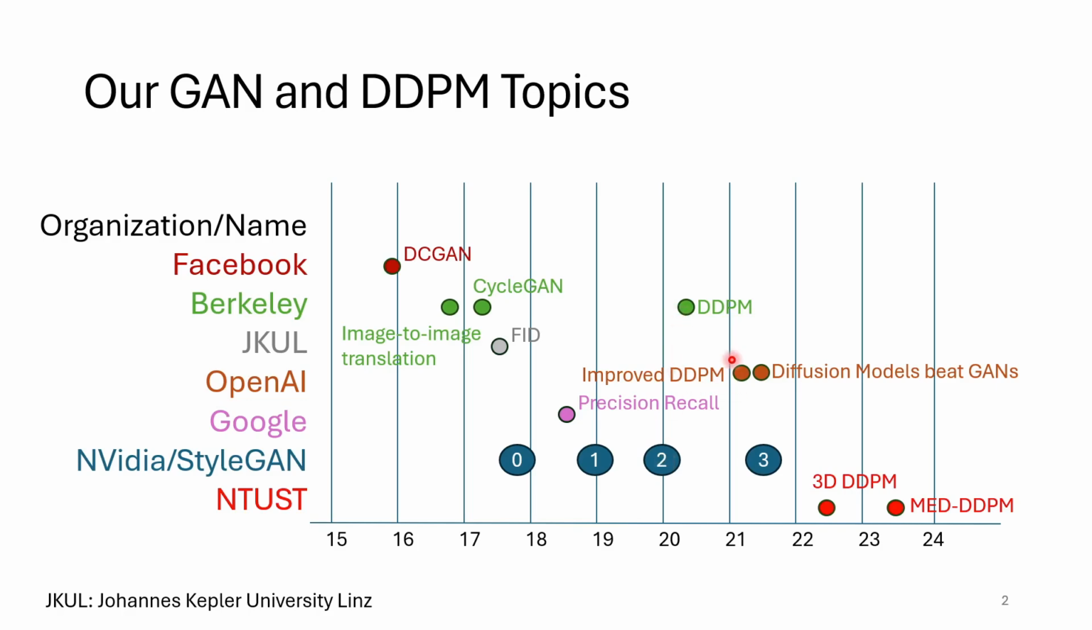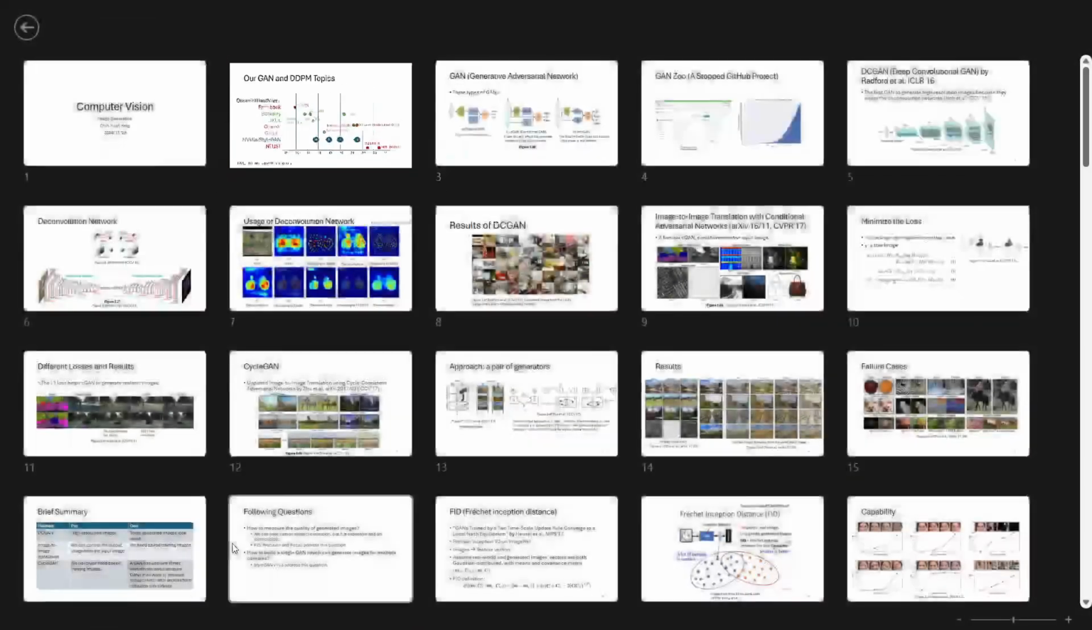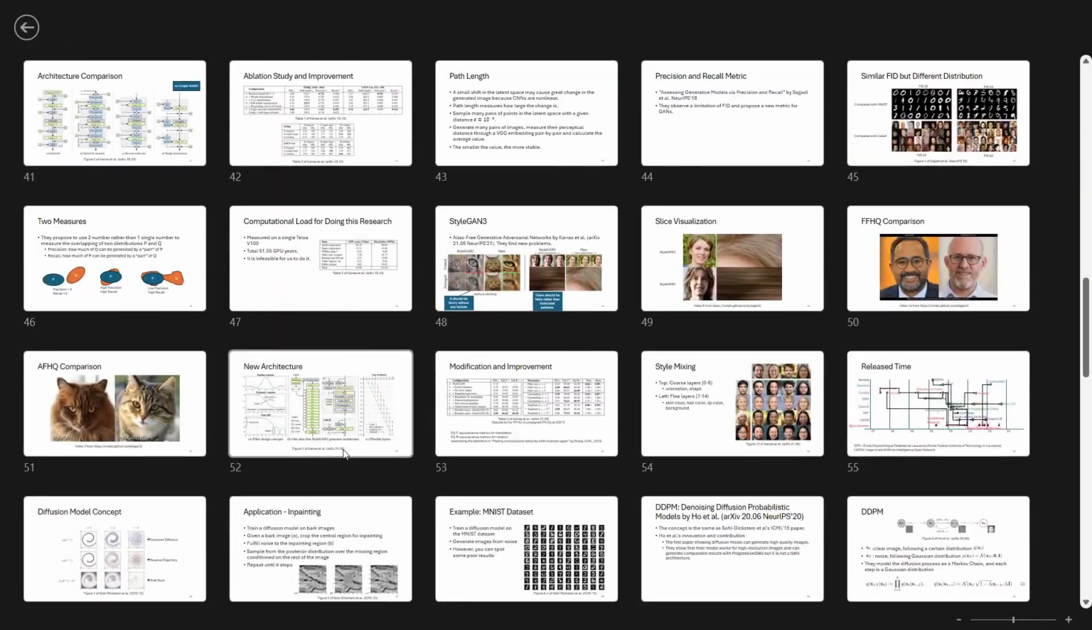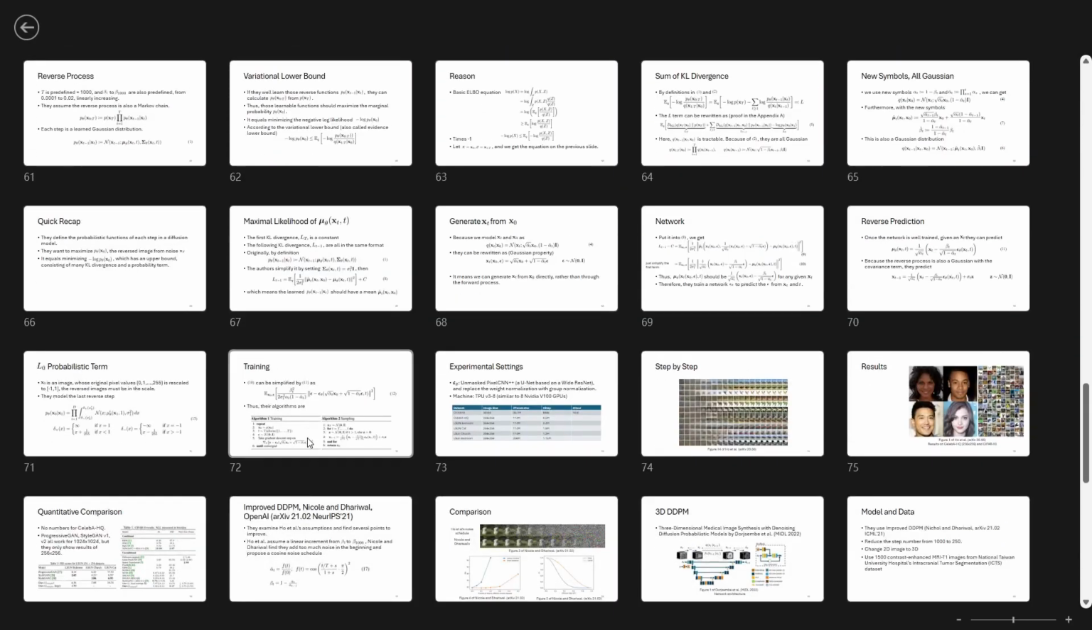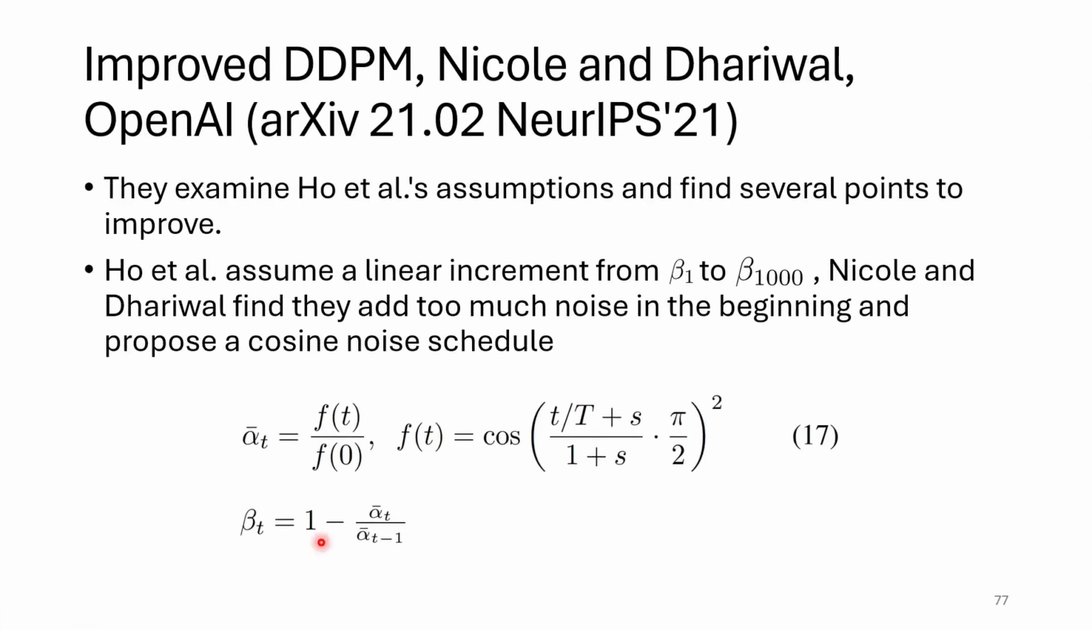However, this is OpenAI's work. They fine-tuned DDPM, so they proposed the improved DDPM. Let's take a look at the improved DDPM. What they found is here. First, they questioned, because we said in DDPM there are 1,000 steps, right? And then they set beta 1 to beta 1000 from 0.1 to 0.2 linearly.